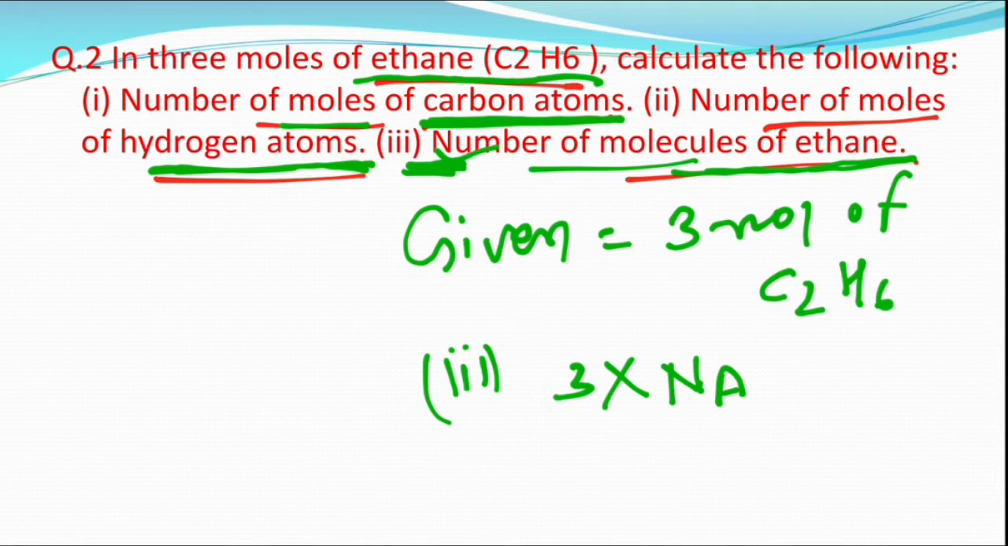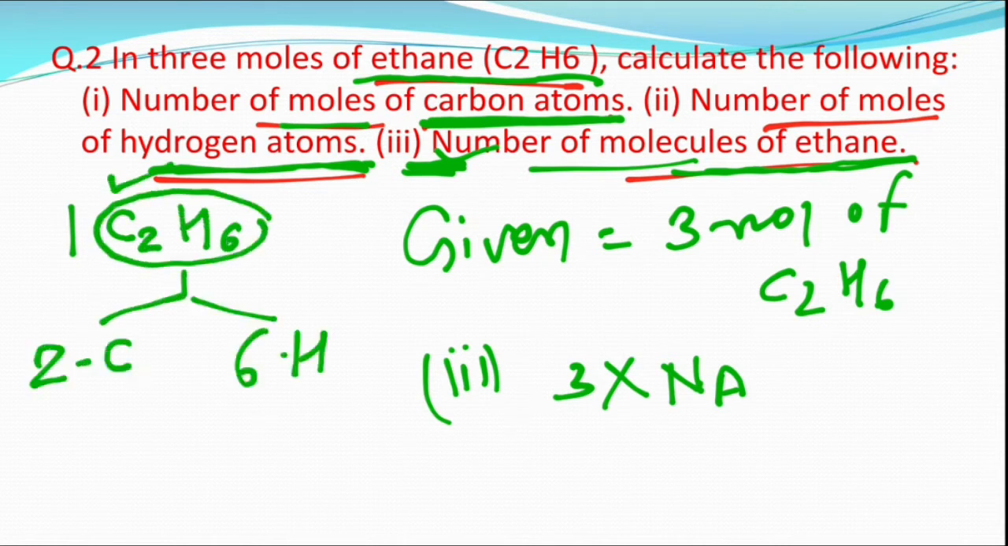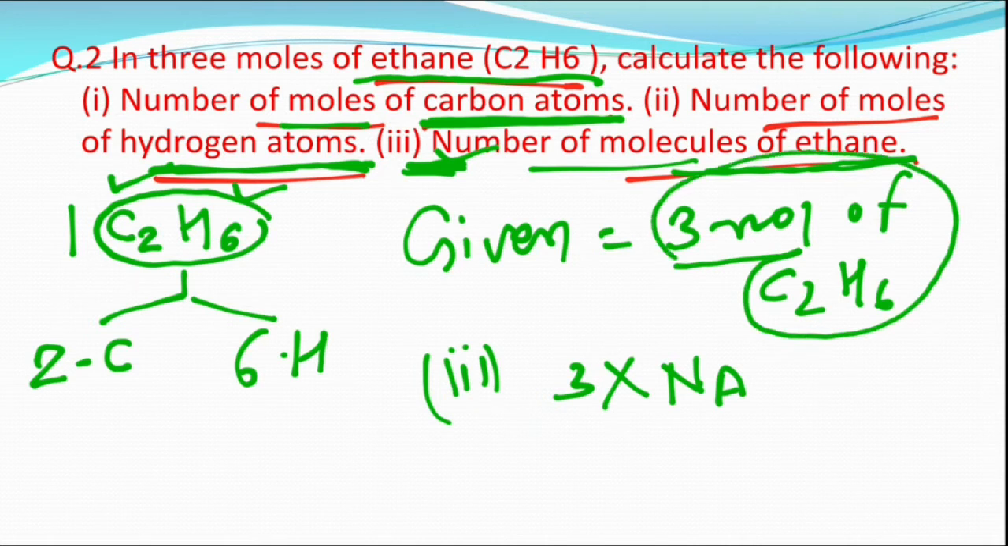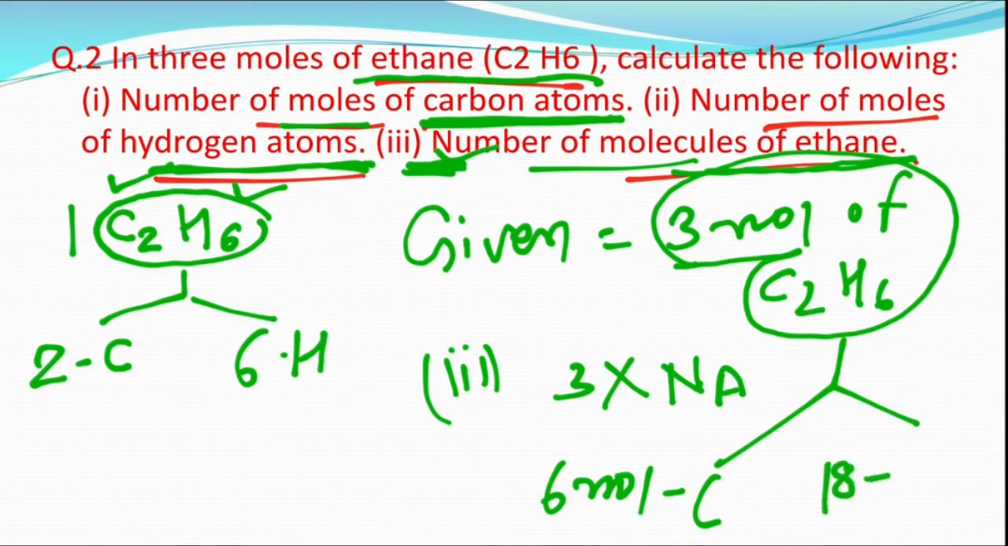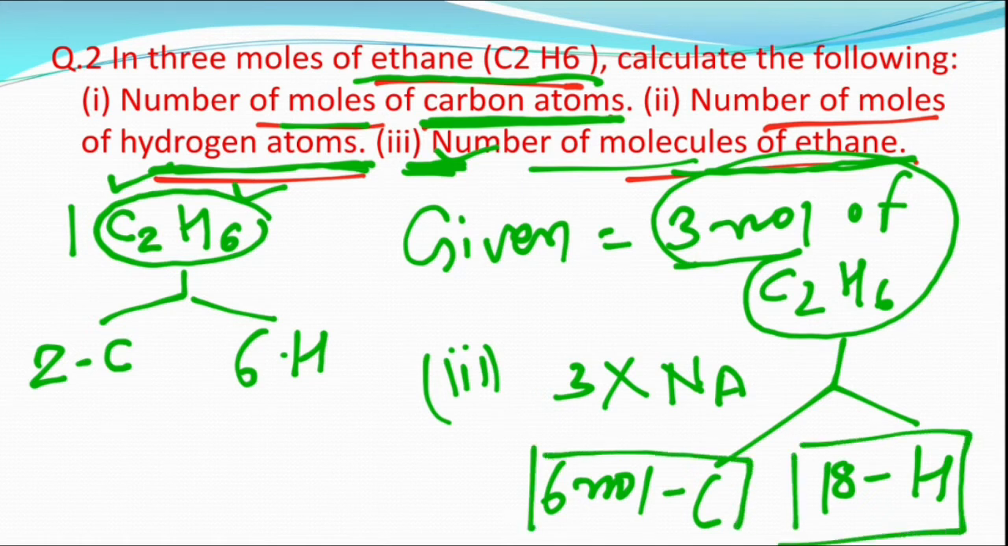Then look here, 1 molecule of ethane will give us 2 carbon atoms and 6 hydrogen atoms. So 3 moles of ethane will give us 6 moles of carbon atoms and 3 into 6, that means 18 moles of hydrogen atoms. So this is the answer to the first and second parts of the question.